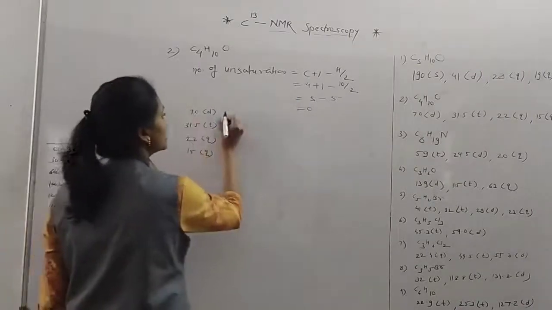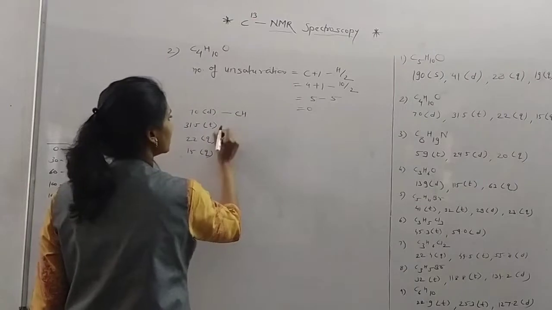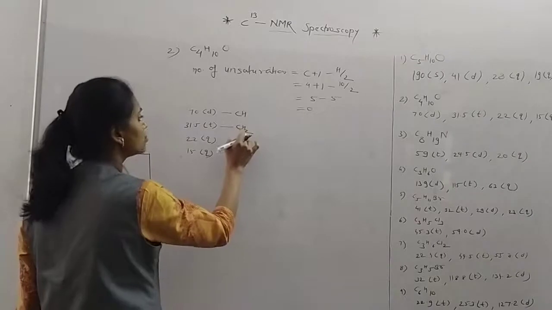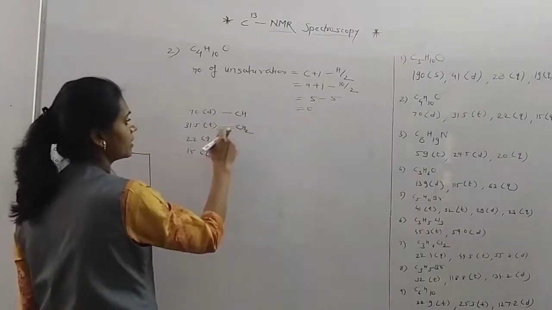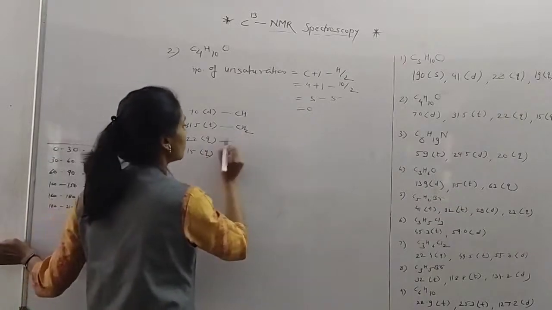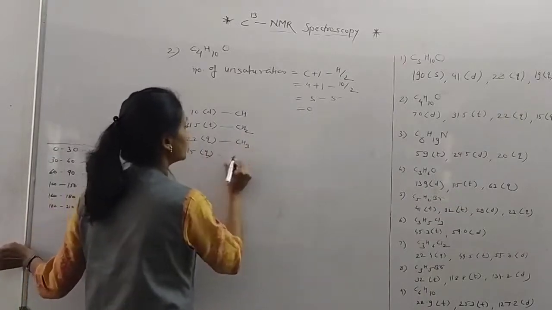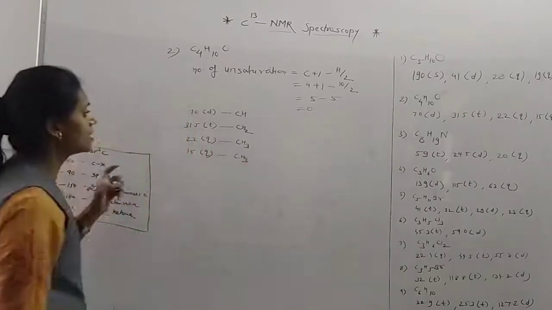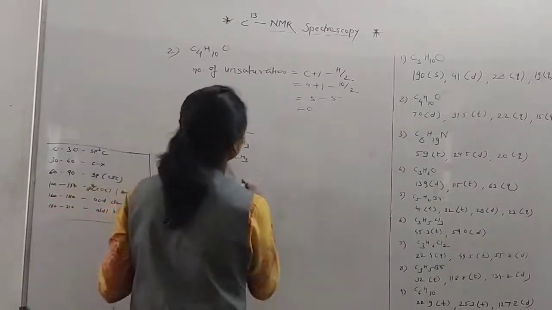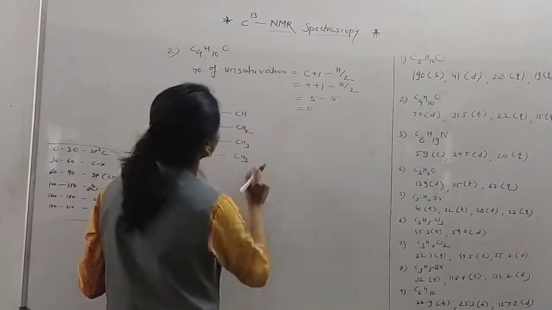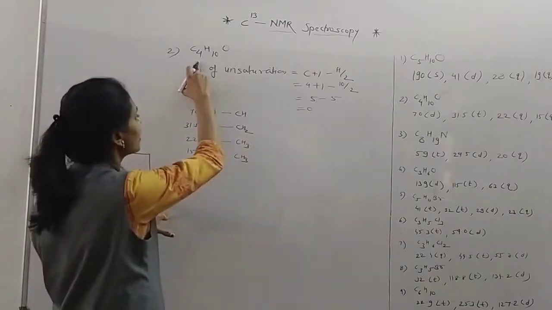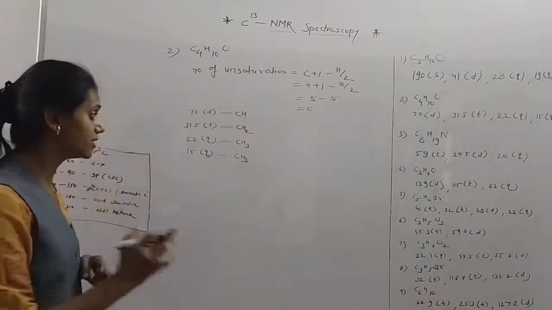A doublet means CH, a triplet means CH2, since there are 2 protons, which give a triplet according to the n+1 rule. A quartet means CH3, and again a quartet means CH3. This type of structure we have obtained in our molecule. So how many signals are there? 4 signals and 4 carbon atoms. That means each carbon has a different environment.